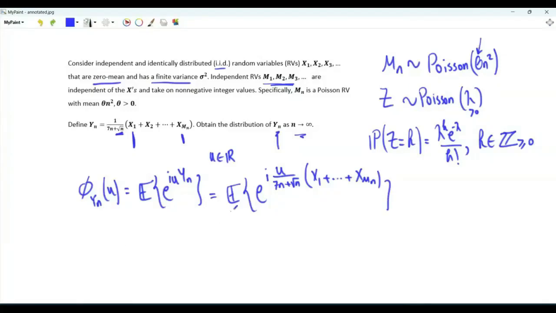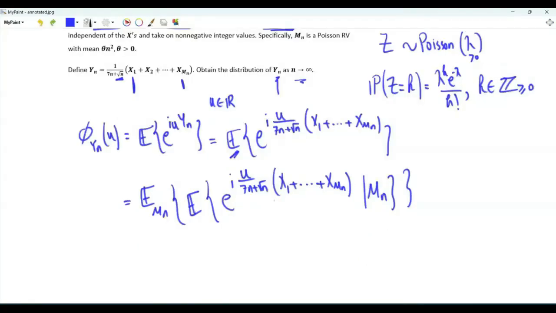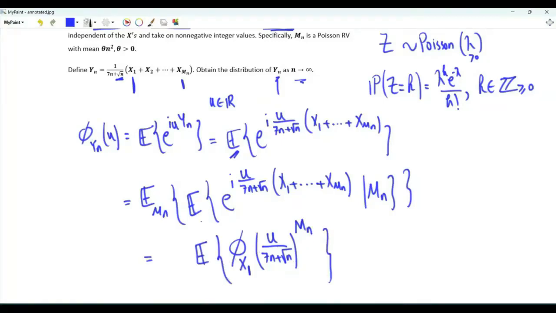We use the law of iterated expectations. This expectation can be written as an outer expectation with respect to Mn. We have an inner expectation that is conditioned on Mn. The X random variables are i.i.d., so the inner expectation is the characteristic function of the random variable X1 evaluated at u over 7n plus the square root of n. This characteristic function is raised to the power Mn. The characteristic function of Yn is the expectation of the characteristic function of X1 evaluated at this value and raised to the power Mn. Mn is Poisson with parameter theta n squared.